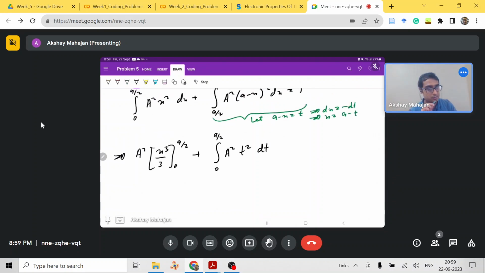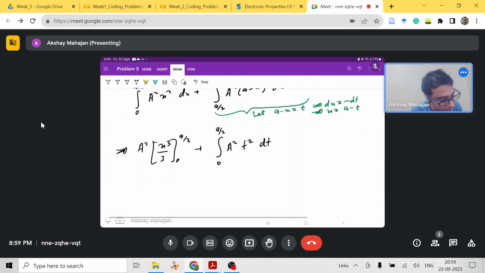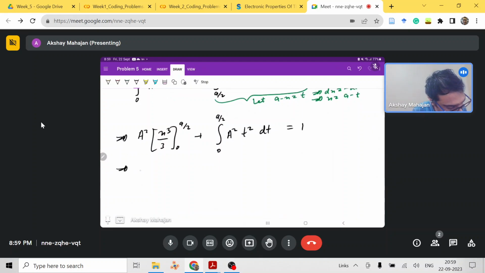So I guess this is easy to understand. This negative sign will just flip the limits of integration, and this should be equal to 1. Now I can just take a square common from both sides. This will give me a cube by 24.